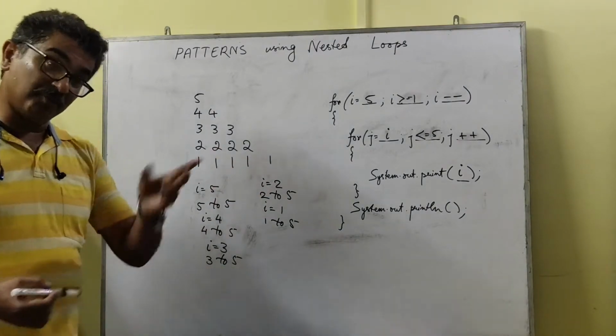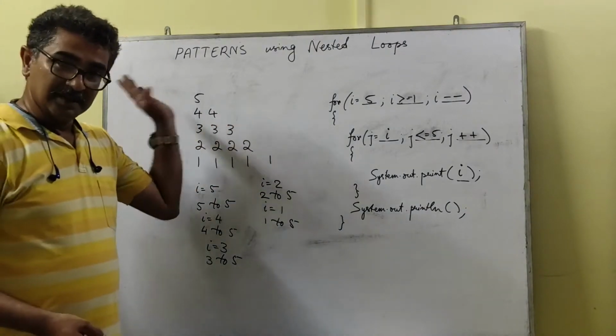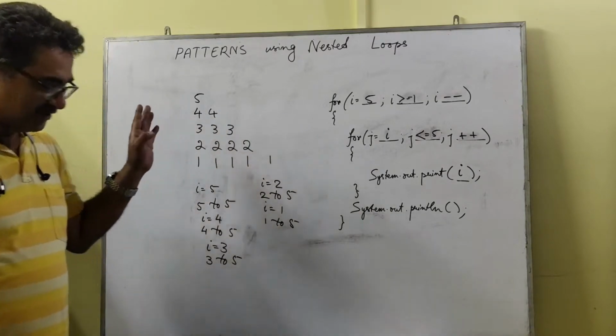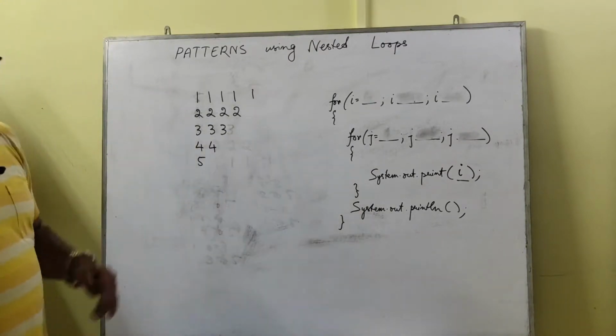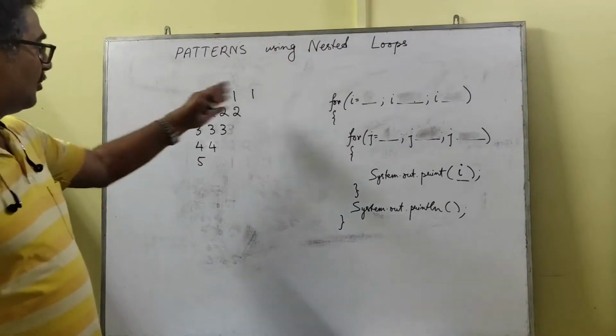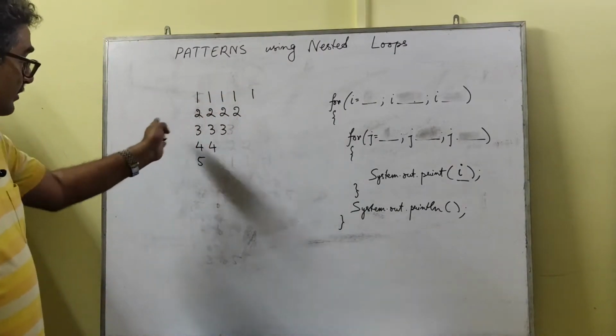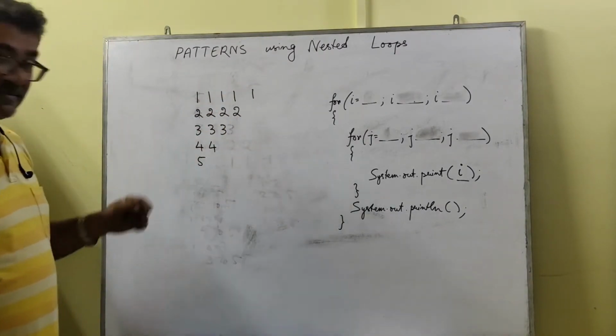Now we are going to try one more similar pattern like this one, which is quite tricky. You found it out. Okay. Now you can see this pattern. 1 is getting printed 5 times, 2 four times, 3 thrice, 4 twice and 5 just once.